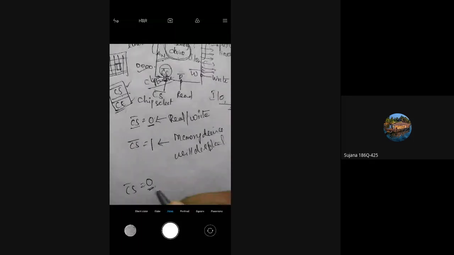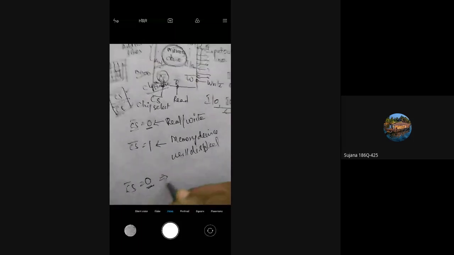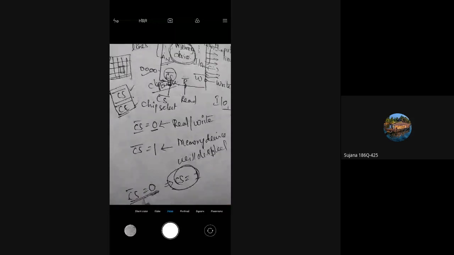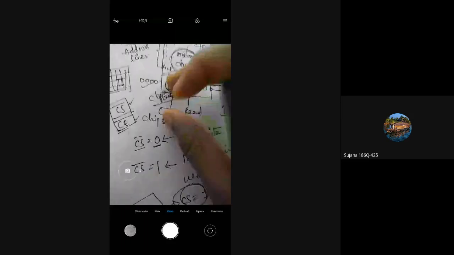So CS bar is active when it is at logic 0. That means CS bar is equal to 0, CS is equal to 1. So chip select will be enabled under logic 0. Active state indicates that CS bar is 0. Any operation will be performed by this memory device only when this chip select is in the active state. That means it should be at logic 0. Clear?